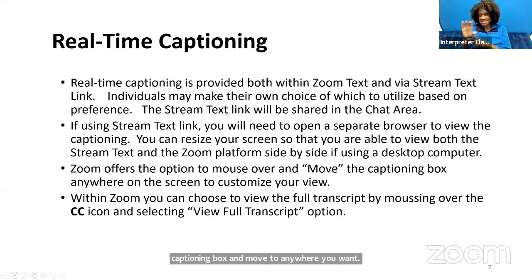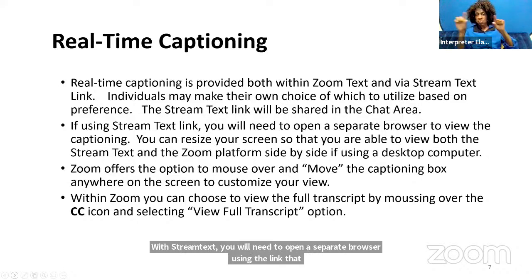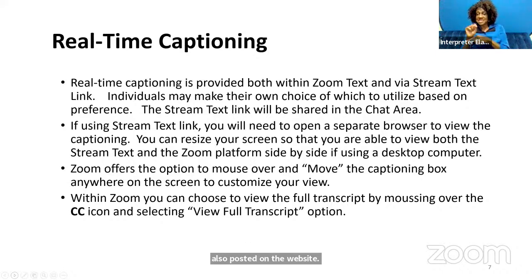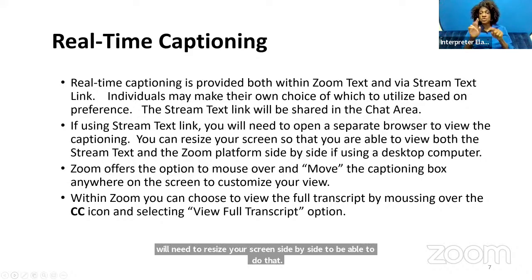With StreamText, you will need to open a separate browser using the link that was placed in the chat area, and it was also in your email instructions and also posted on the website. This will give you a streaming view of the captioning. If you want to view both captioning and your whiteboard presentation, you will need to resize your screens side by side to be able to do that. This option is different and functions differently on a tablet and a phone.